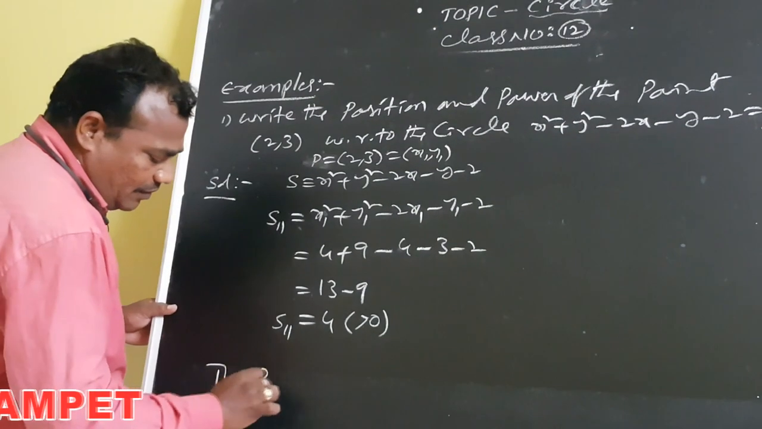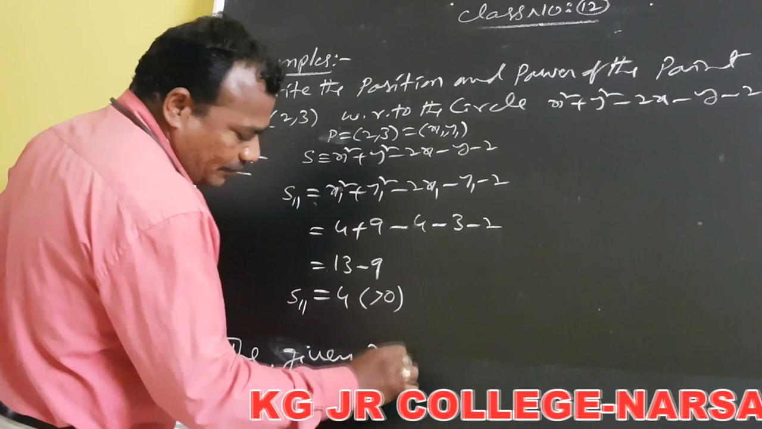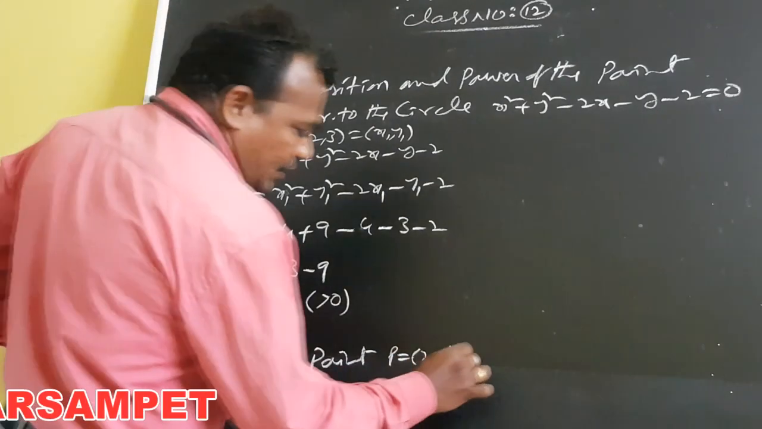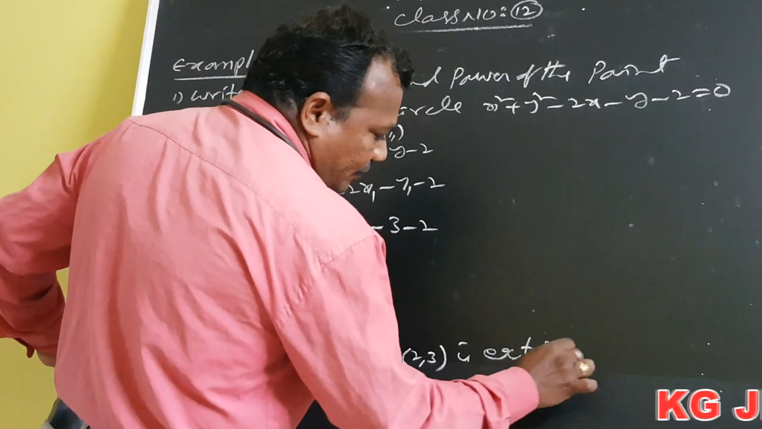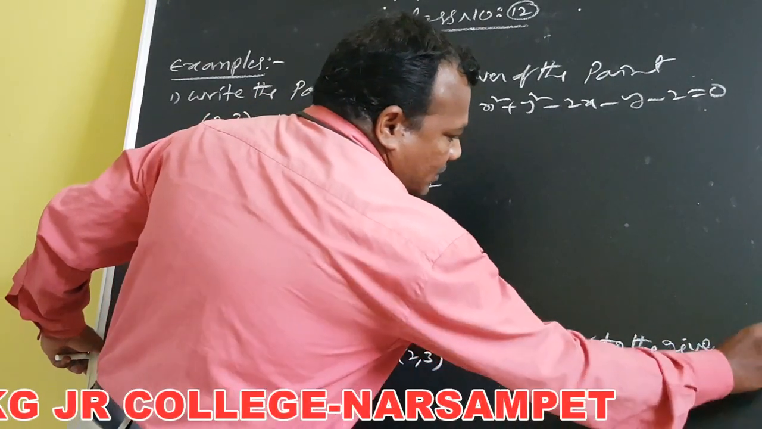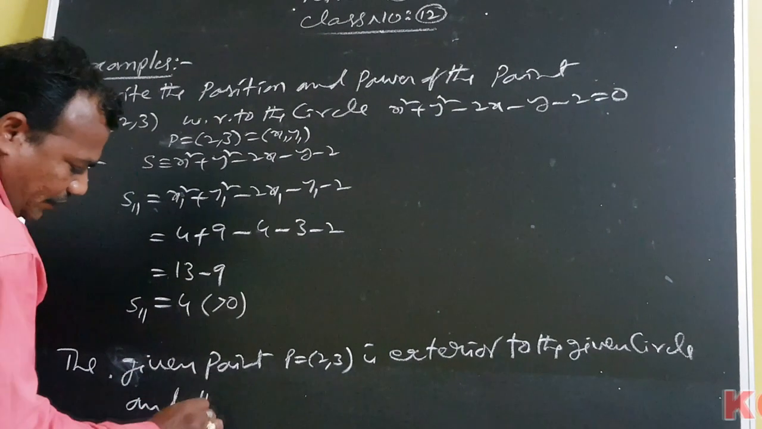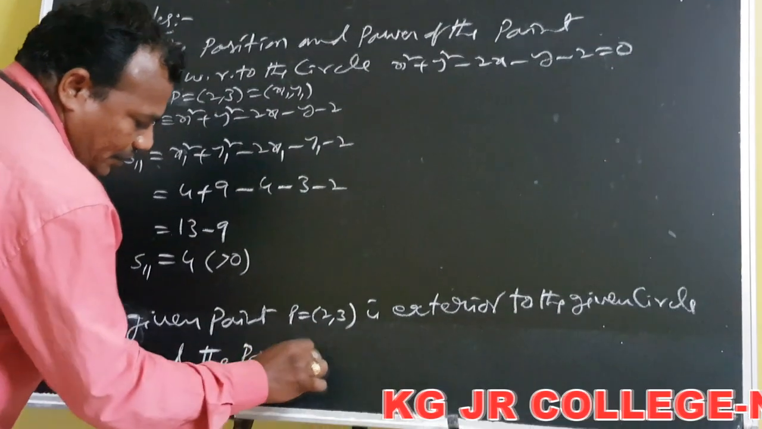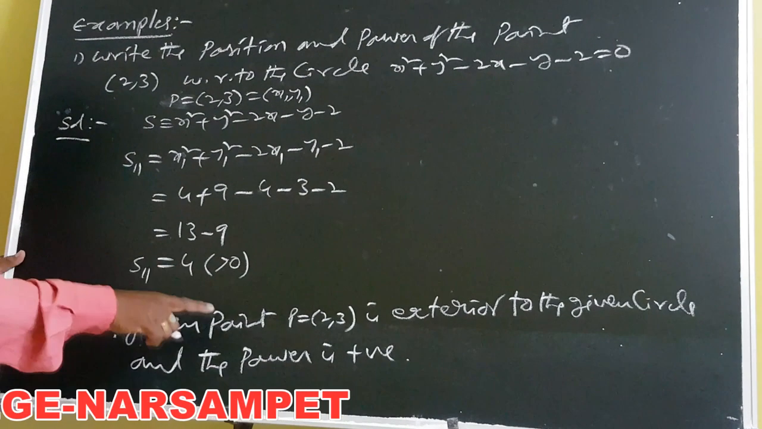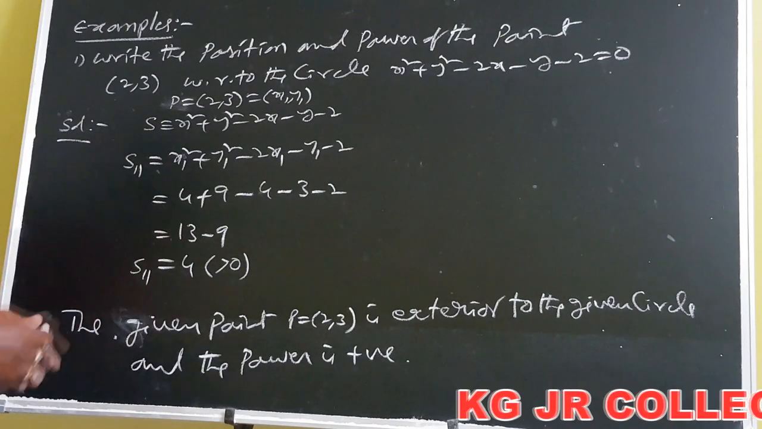Therefore, the given point P = (2, 3) is exterior to the given circle. This is the position of the point, and the power is positive. Because S11 is greater than 0, the power is positive, and this point is located outside the circle.